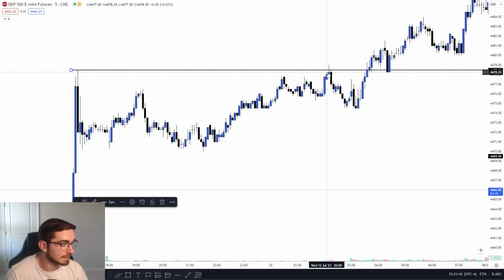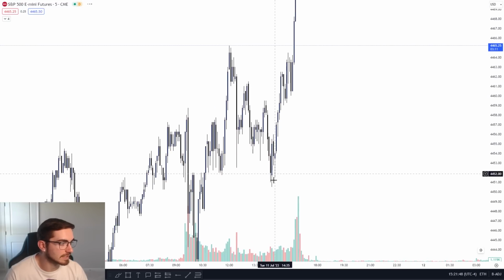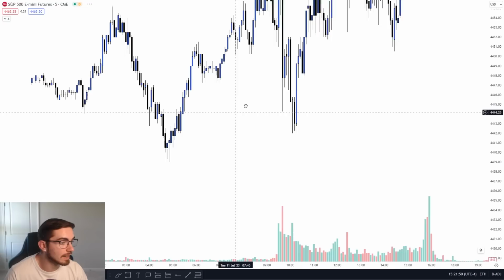You could have gotten short at the end of this candle. Stop loss a couple points above this high. And as you can see, price made a nice drop to the downside. Again, that's in the overnight session, so nothing crazy happening over there.